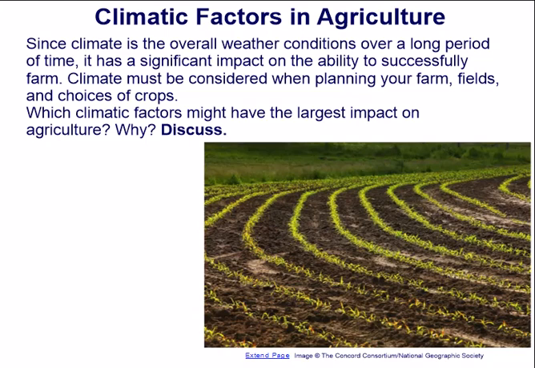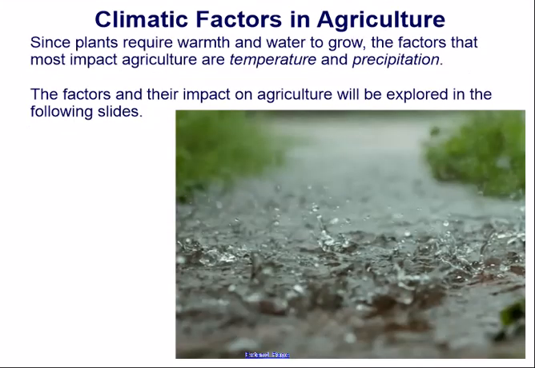Why? Discuss. Since plants require warmth and water to grow, the factors that most impact agriculture are temperature and precipitation. The factors and their impact on agriculture will be explored in the following slides.